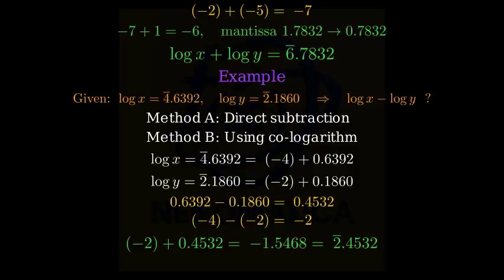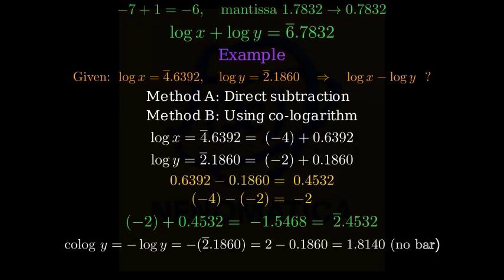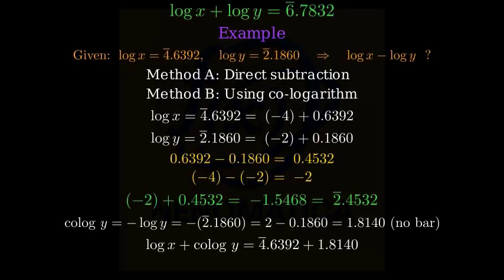Method B. Using the co-logarithm. By definition, co-log of y is negative log y. Since log y equals bar 2.1860, which is negative 2 plus 0.1860, the negative of that is 2 minus 0.1860, which equals 1.